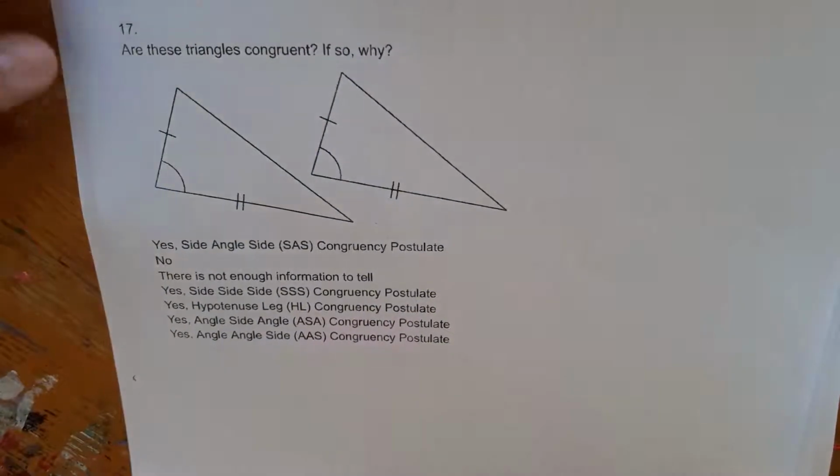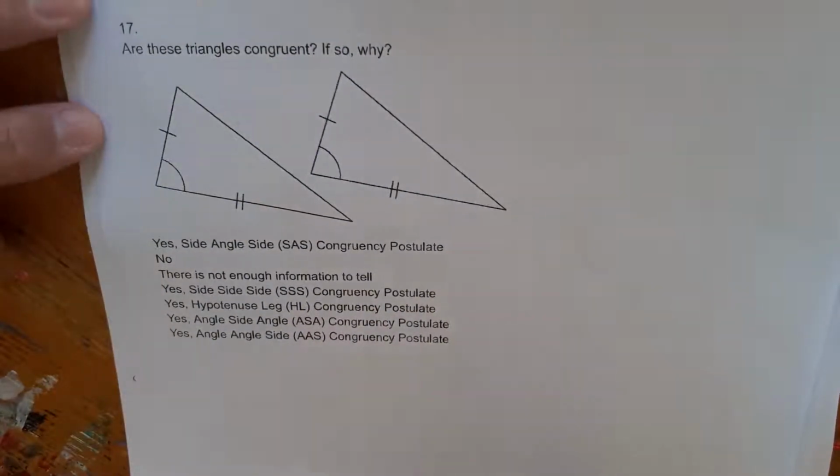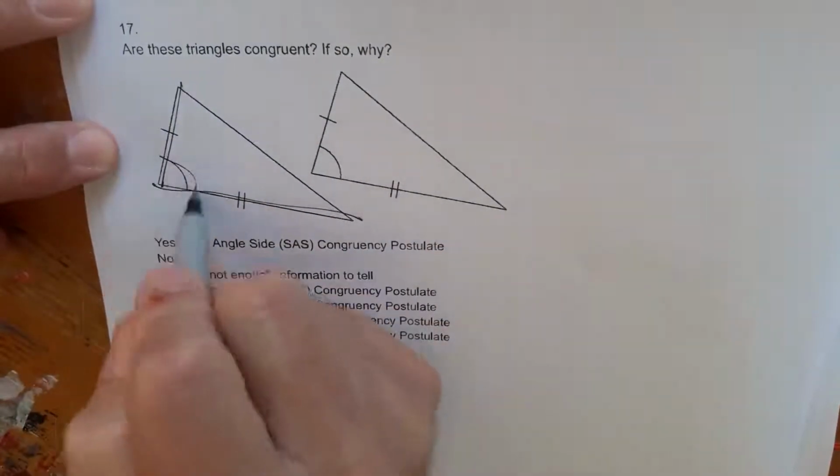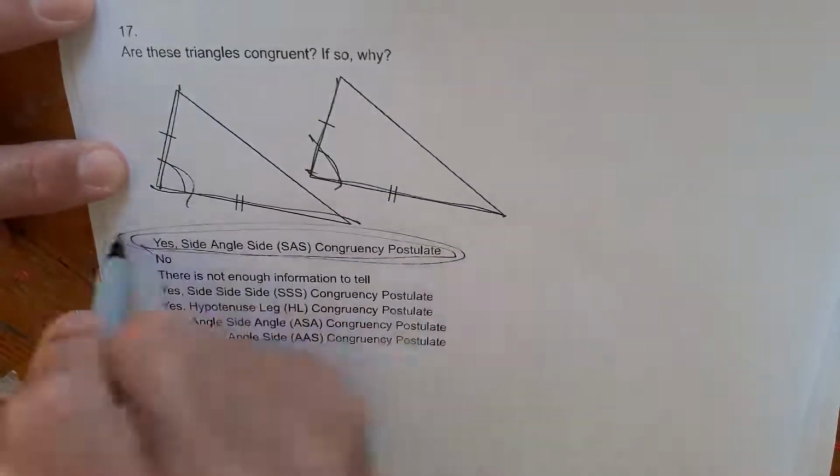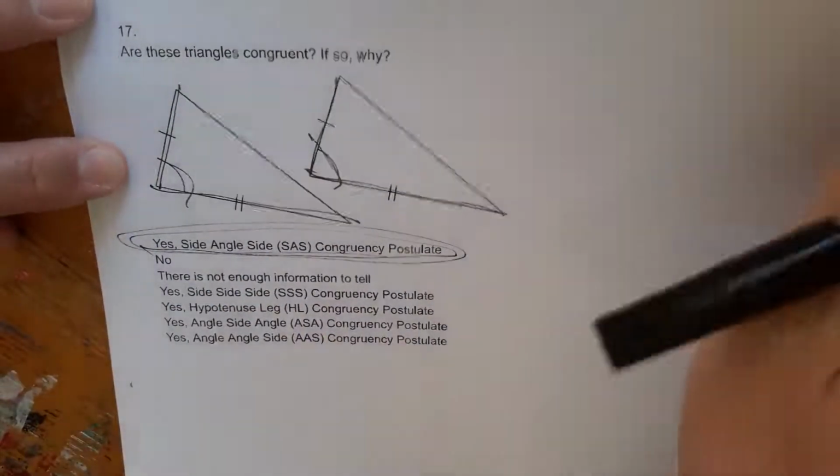Are these triangles congruent? If so, why? Oh, so side, angle, side. Side, angle, side. Yes, side, angle, side. At this point, easy, because we've done like 4 of those, right?